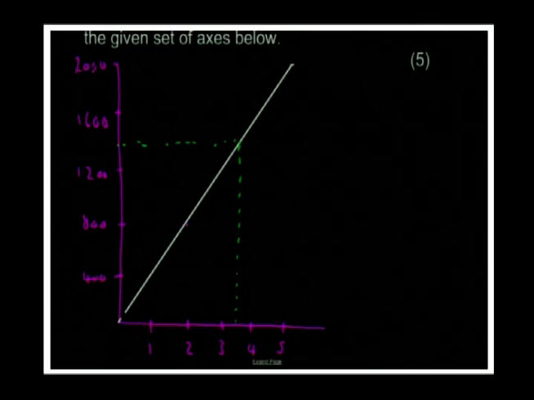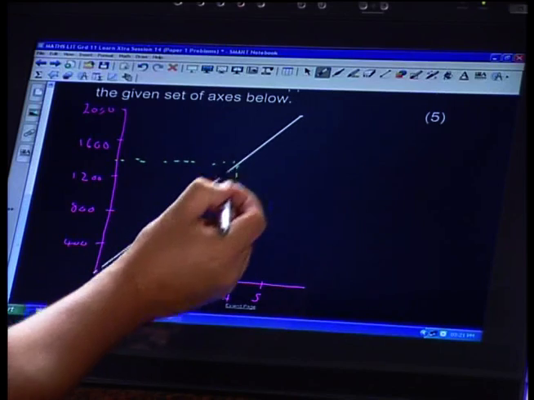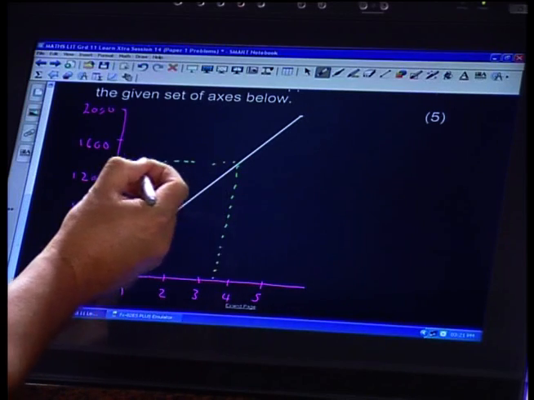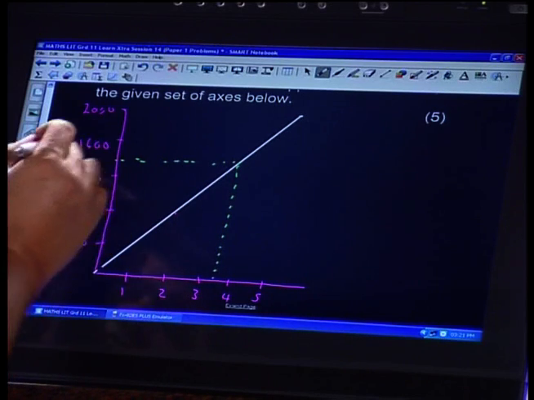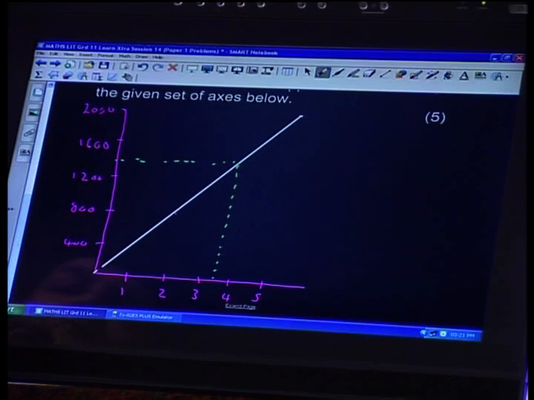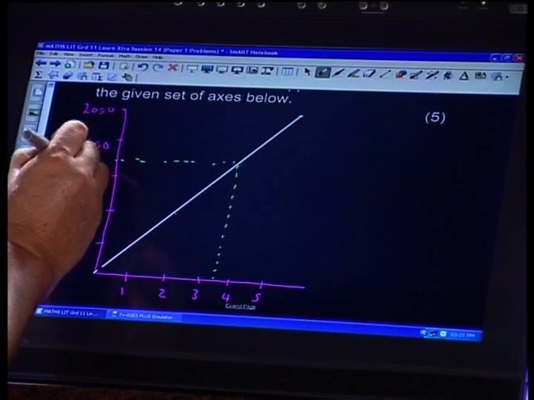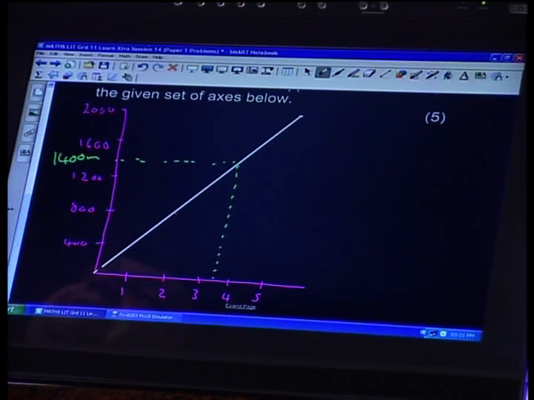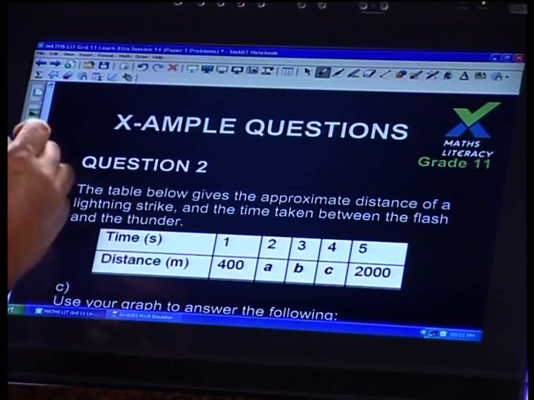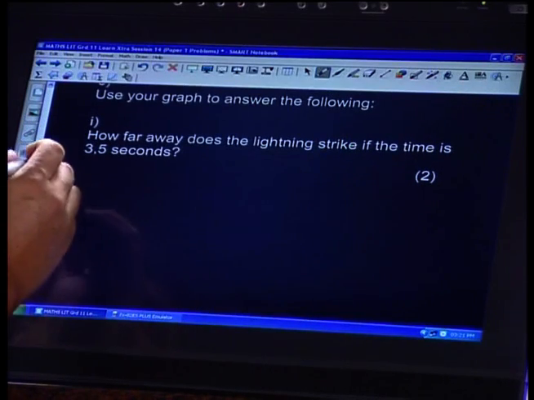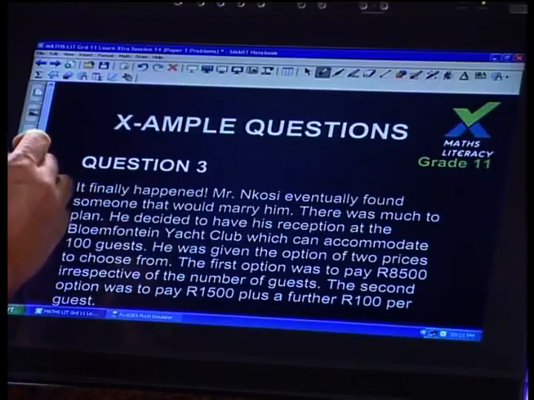And once you've plotted it, all I'm going to do is say, right, let's find 3.5, draw a dotted line up where it strikes my actual graph, draw a horizontal line across, and you're going to land up here with an answer, and it'll probably be 1,400 meters away. Okay, next question. We've done that one. Let's go on.